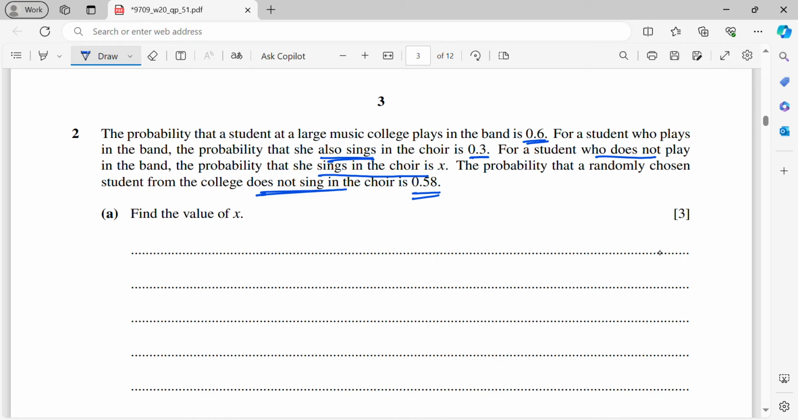So to solve this question, I will draw the tree diagram first. Alright, so my first branch is band, whether the student plays in the band or not. So B for band, or I just write band, and this is not band.